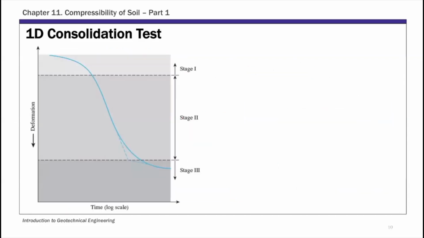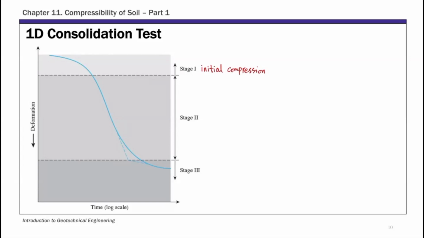If you look at this, this is just deformation versus time data from a 1D consolidation test. On this graph, there are actually three clear stages. The first one we call initial compression. This is due to elastic deformation. In this stage, as I mentioned, it's either elastic deformation and/or the initial gap between the soil specimen and your loading plate. So that's initial compression.